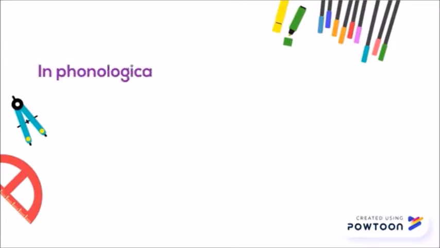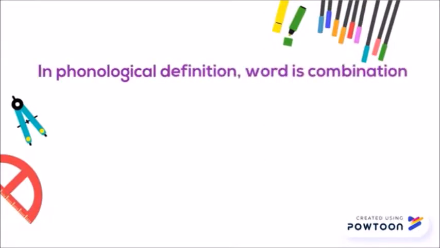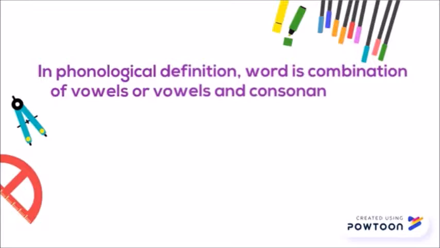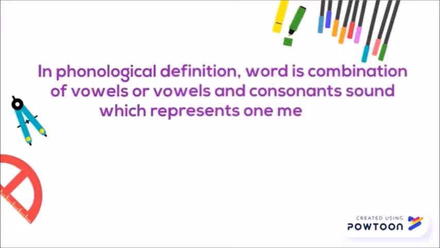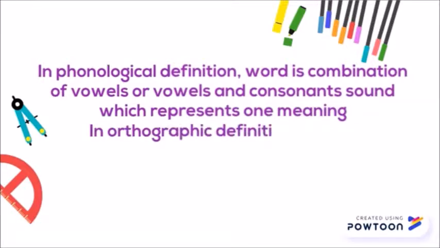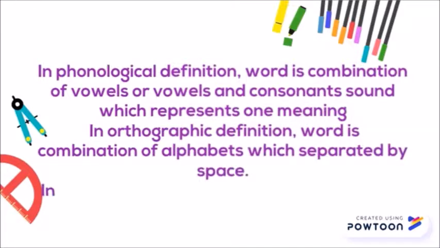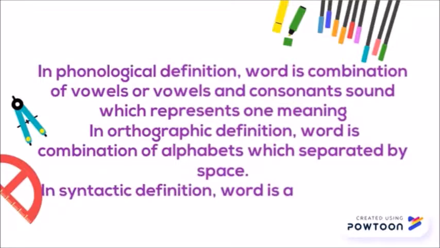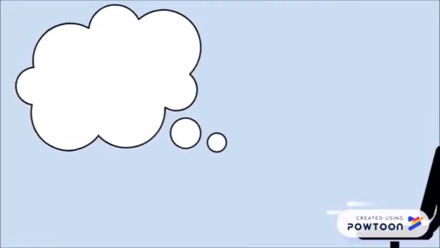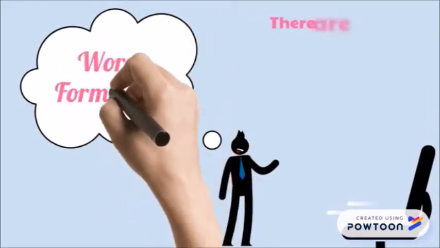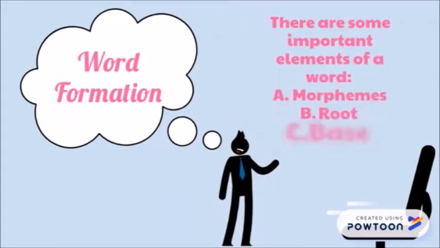In the phonological definition, a word is a combination of vowels, or vowels and consonant sounds, which represents one meaning. In the orthographic definition, a word is a combination of alphabets separated by spaces. In the syntactic definition, a word is always related to other words. Word formation. There are some important elements of words: morphemes, root, base, and stem.